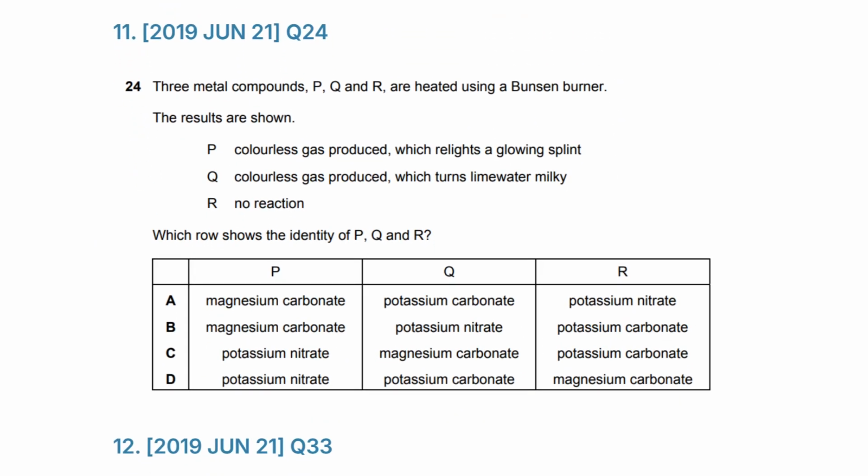3 metal compounds P, Q, R are heated using a Bunsen burner. The results are shown. A colorless gas is produced which relights a glowing splint. Now P, Q, R are metal compounds. So P can be a metallic compound. It's a compound, so probably a negative ion is also bonded to it, right? A colorless gas is produced.